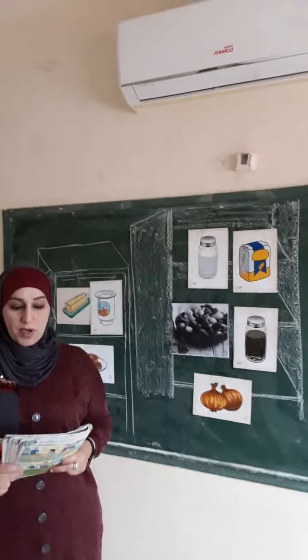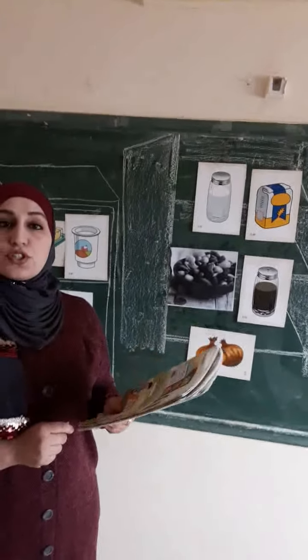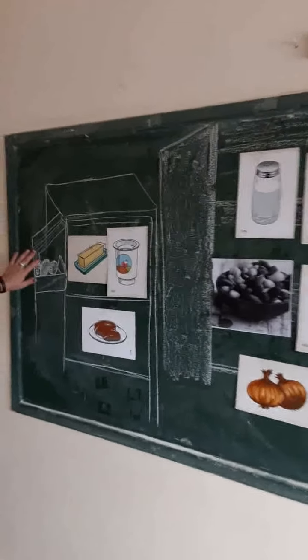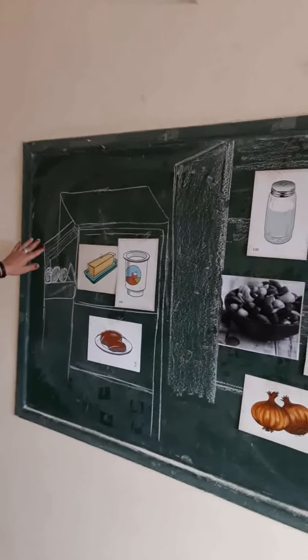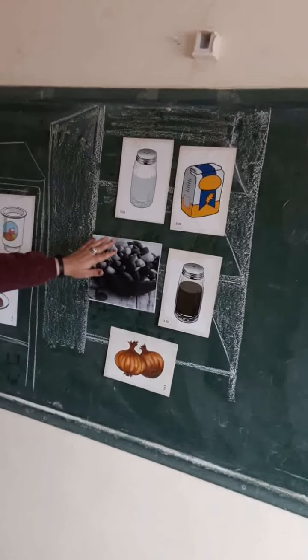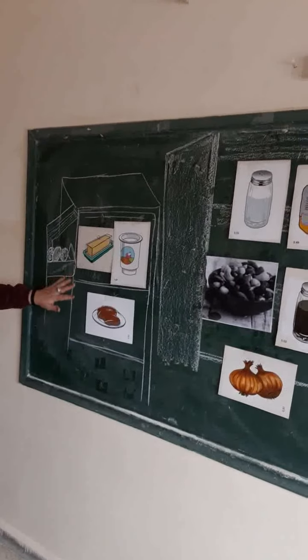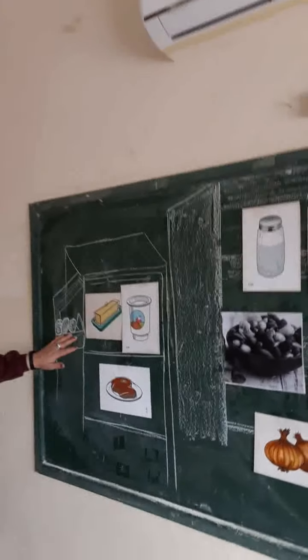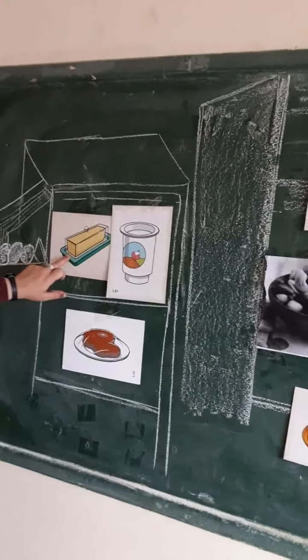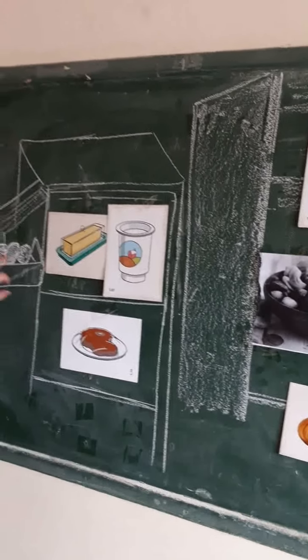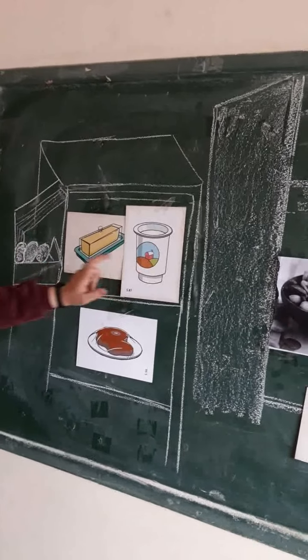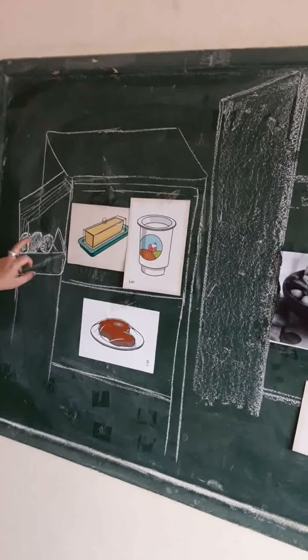Today, inshallah, we talk about exercise 2, page 41, look and say. Now, look at the board. There is a fridge. Beside the fridge, there is a cupboard. Now, look at the fridge. What can you see in the fridge? Yogurt, butter, meat, and eggs.